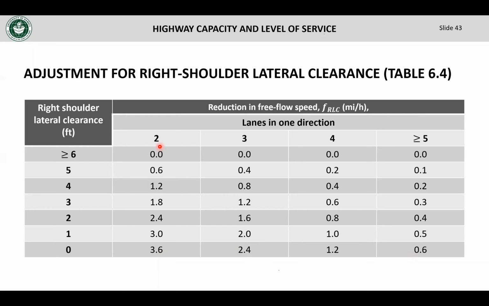You can see that as the lateral clearance gets smaller, the adjustment factor gets higher for a given number of lanes in the direction of analysis. But also for a given lateral clearance, the adjustment factor depends on the number of lanes. You can imagine why that is. If I have a freeway with many lanes, and I have a vehicle here, and an obstacle here very close to the freeway, this vehicle will be affected. It will tend to shy away and move to the side of the lane.